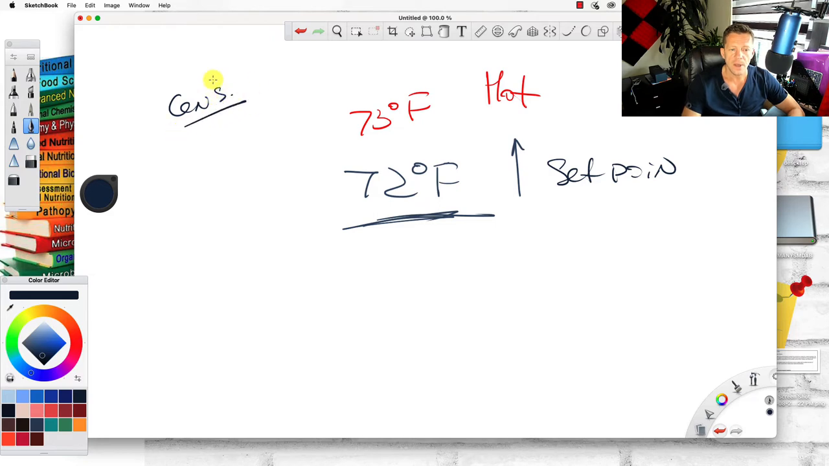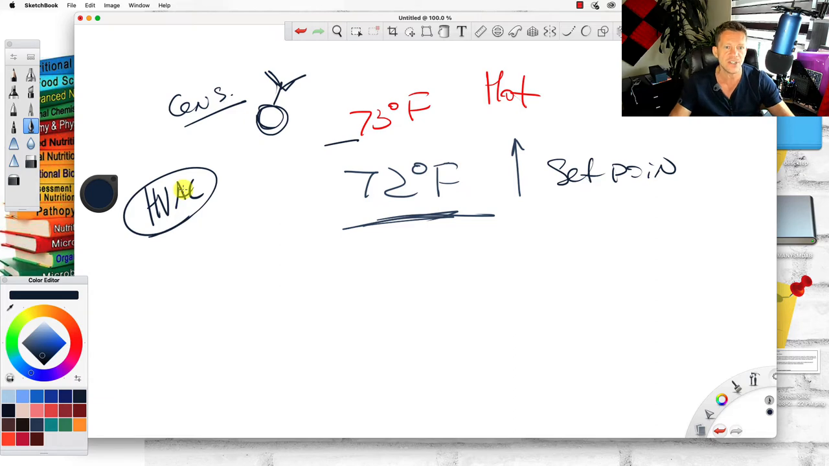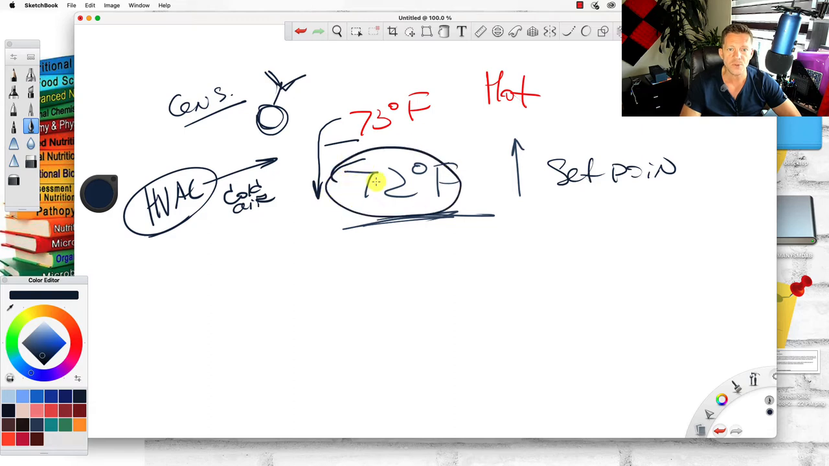Sensors, let's say this would be a sensor, right? This is a cell and this is a sensor. So let's say if it's a thermostat, the sensors detect that the temperature has increased, and then there should be a response. The HVAC system, the ventilation, air conditioning system, will start blowing cold air so it can decrease the temperature back to your set point, back to 72, and the HVAC shuts down.